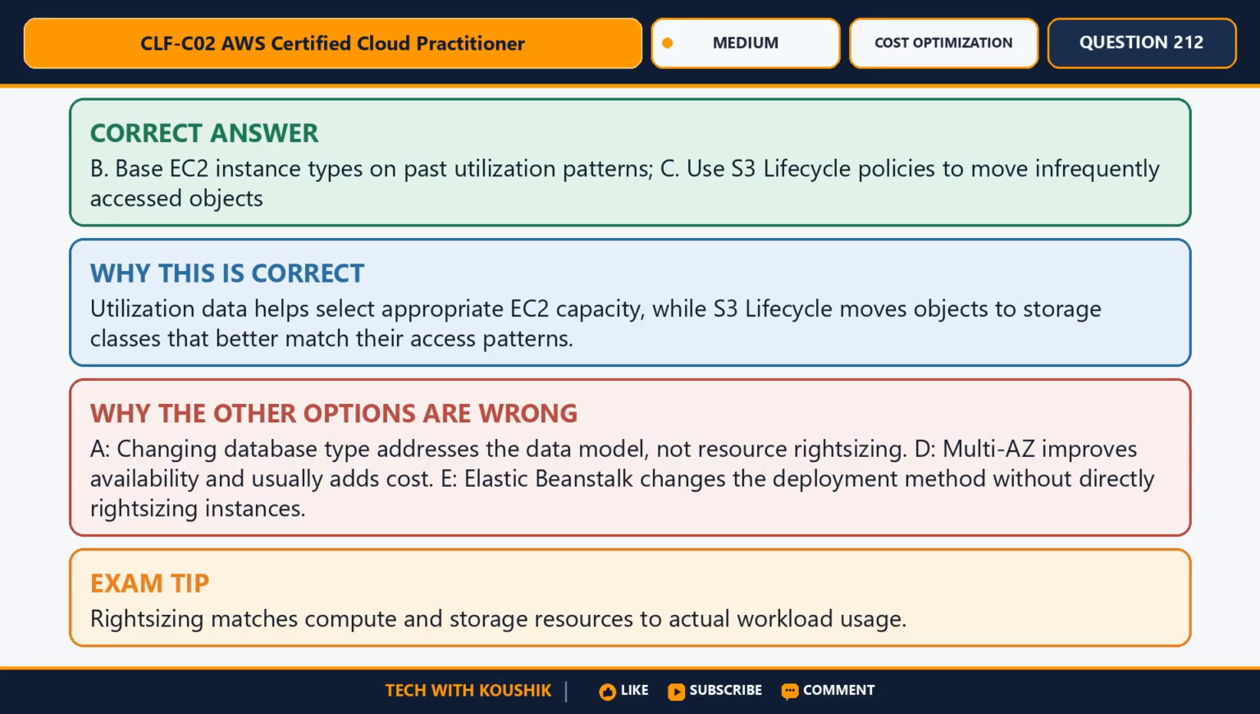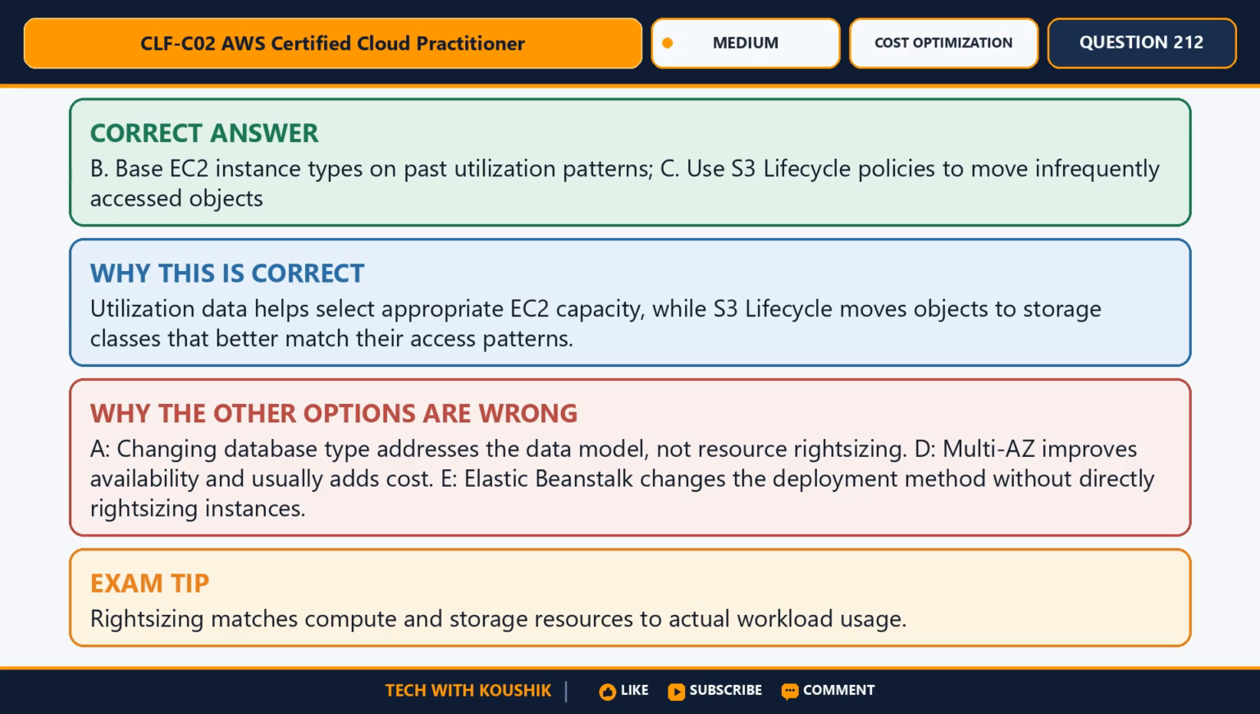Option E. Replace existing Amazon EC2 instances with AWS Elastic Beanstalk. The correct answer is B. Base EC2 instance types on past utilization patterns. C. Use S3 lifecycle policies to move infrequently accessed objects. Here is why. Utilization data helps select appropriate EC2 capacity, while S3 lifecycle moves objects to storage classes that better match their access patterns. Why are the other options not correct?